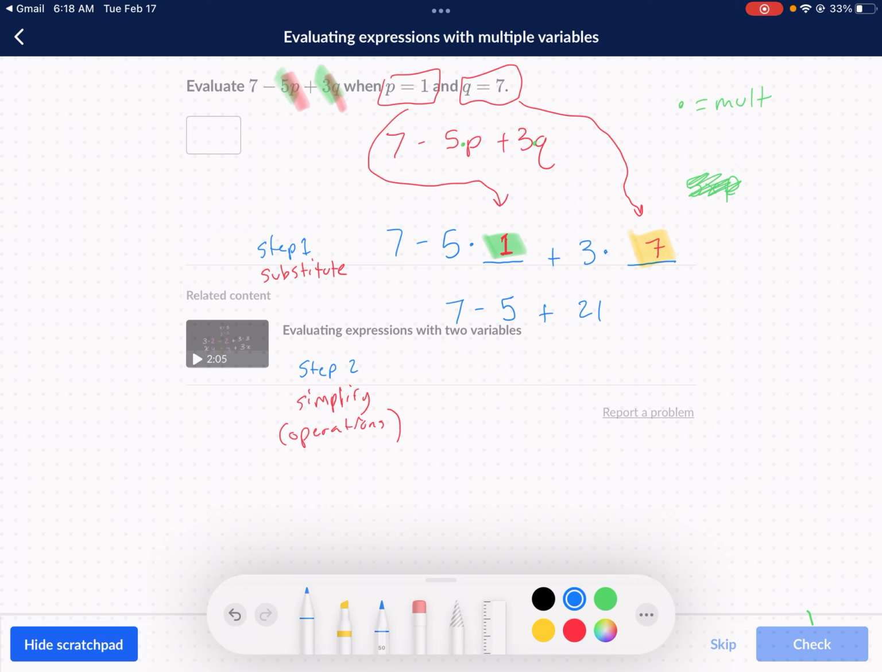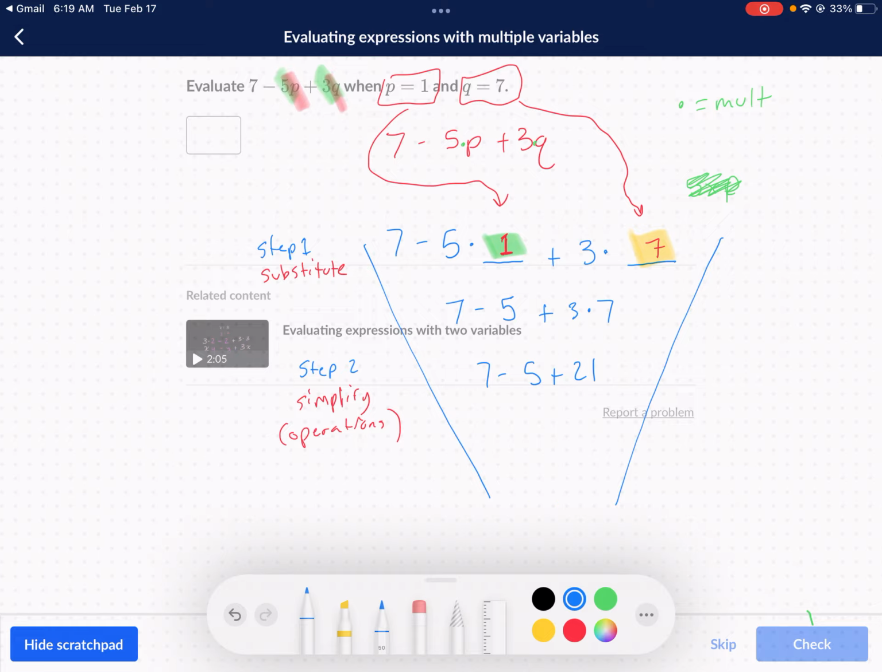So if you want, you can do one step at a time. So we'll just keep this as 3 times 7. We did the first multiplication, 5 times 1. We're going to write 7 minus 5 plus 21. See how it's getting more and more simple? I call this the funnel method, and we're just simplifying this thing little by little as we go.